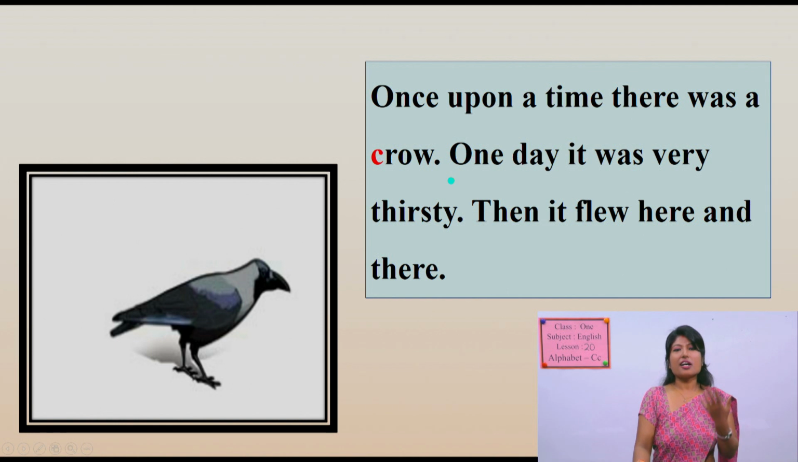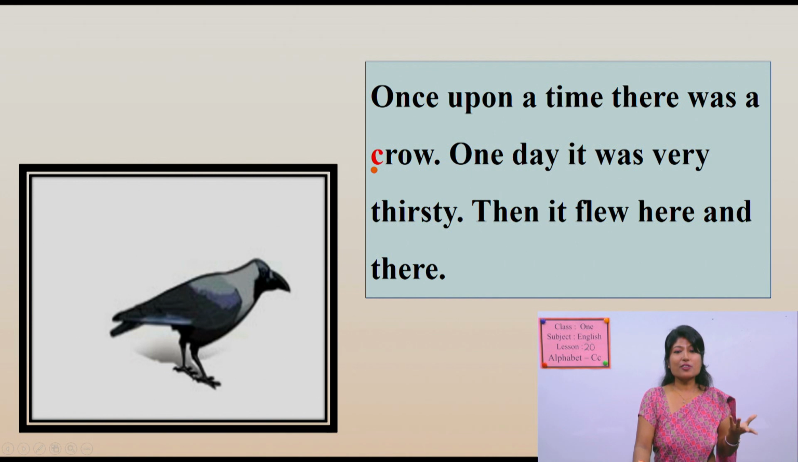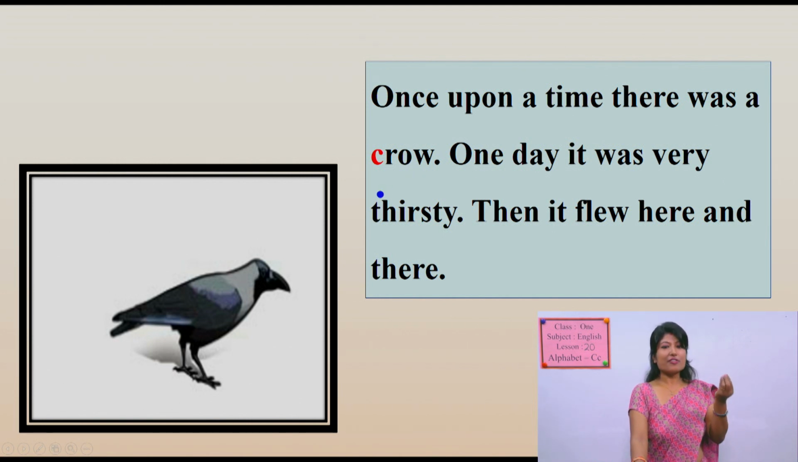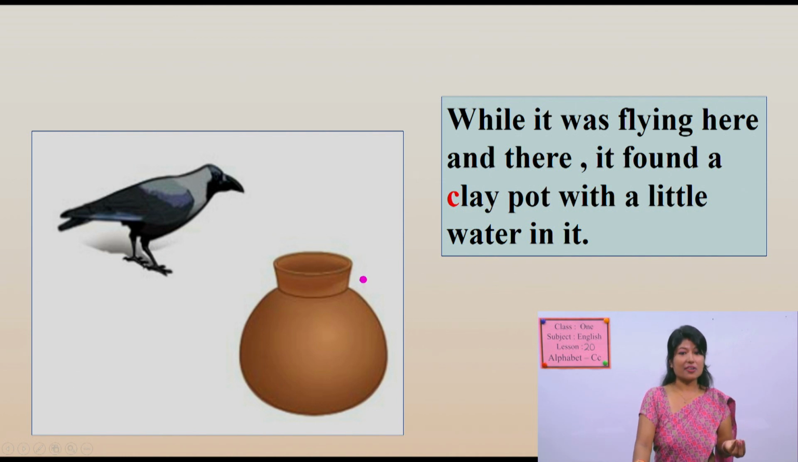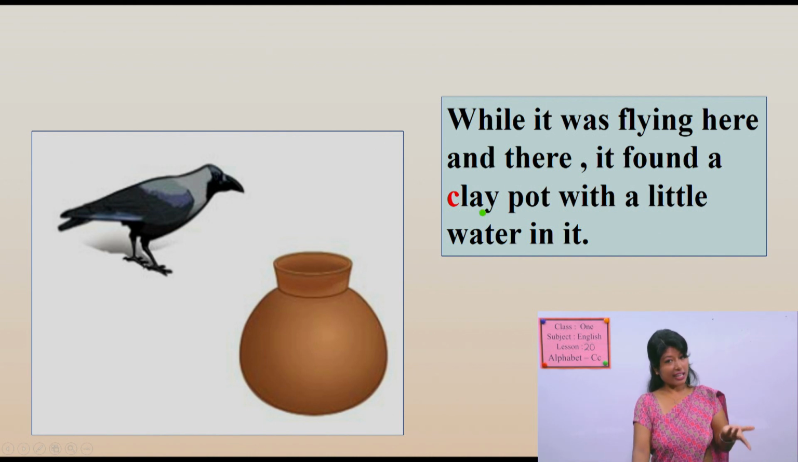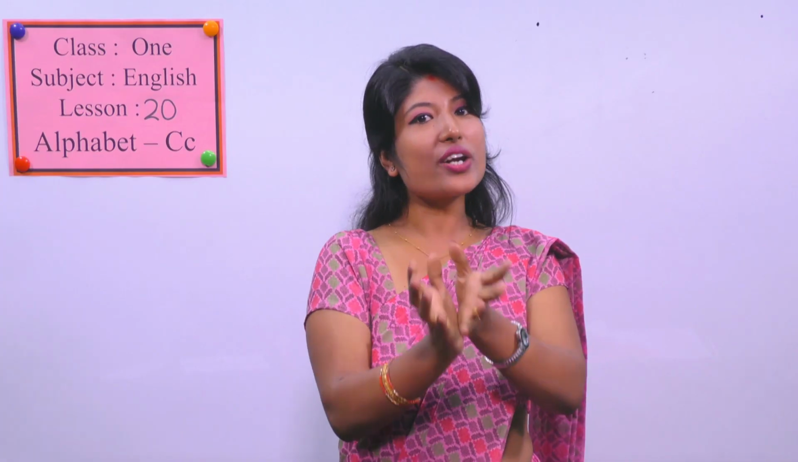So here we are focusing on the crow, the word crow. Why? What's the spelling of crow? C-R-O-W, crow. C. Okay, letter C. Crow. C for crow as well. Okay, C for crow. And what is another word there? C for clay. Clay. Okay, clay pot. So C for clay pot, clay. C for crow, C for clay pot. This is what we are focusing on in this story.